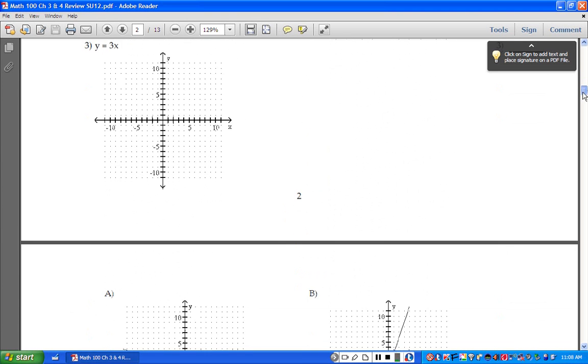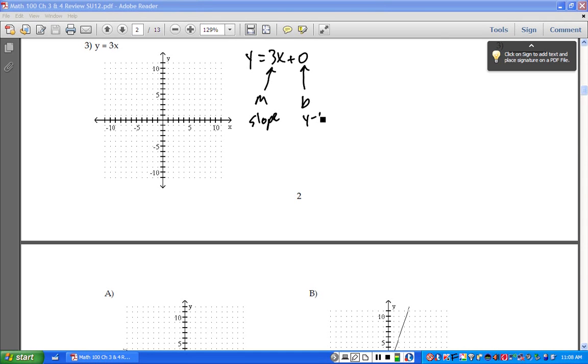Alright, so that was 2. Number 3, y equals 3x. That's like saying y equals 3x plus 0, because there is nothing after the 3x. So your slope is 3, and your b, which is the y-intercept, is 0. So you make your first point at your y-intercept, which is 0 on the y-axis. There it is. Your slope is rise over run, so if it's a whole number, 3, that's like saying 3 over 1.